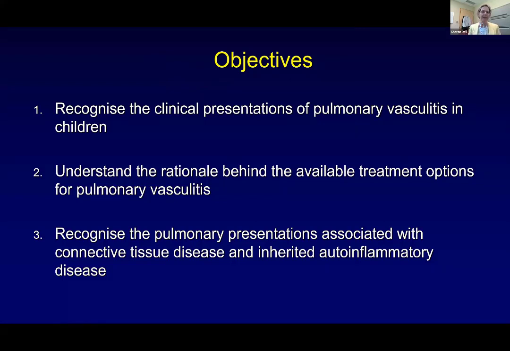And then after that, I'm going to talk about pulmonary presentations that are associated with connective tissue disease and inherited autoinflammatory disease. And the ones that come to us are mainly the progressive fibrosing interstitial lung diseases that are associated with rheumatological conditions. And so I'll be focusing on those.